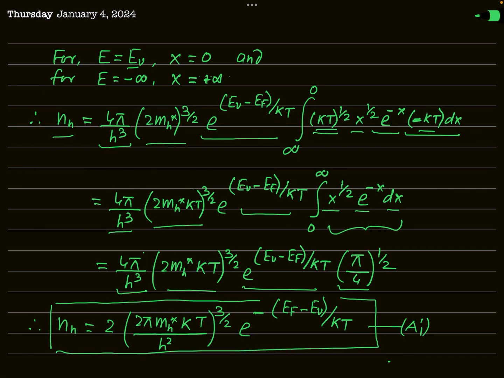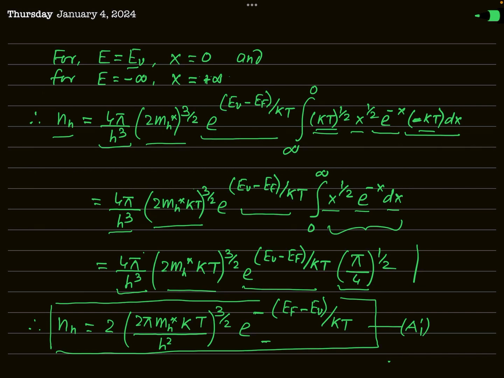This equation is analogous to the equation for concentration of electrons, you can see. Only this exponential factor is different. In place of me star there is mh star. These are the differences. Again, you have learnt that the concentration is actually expressed in different forms.